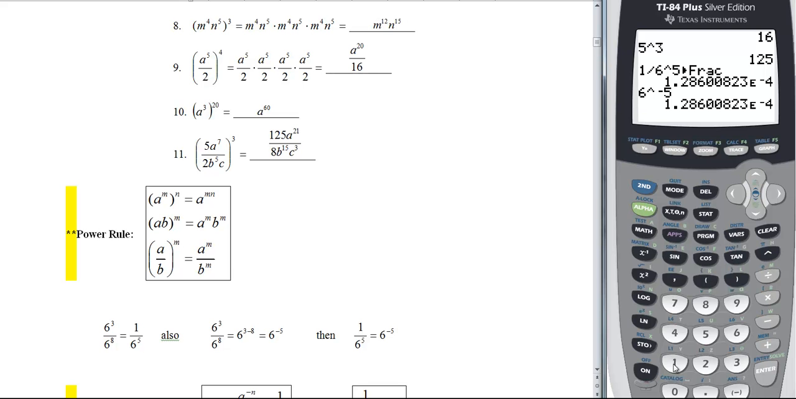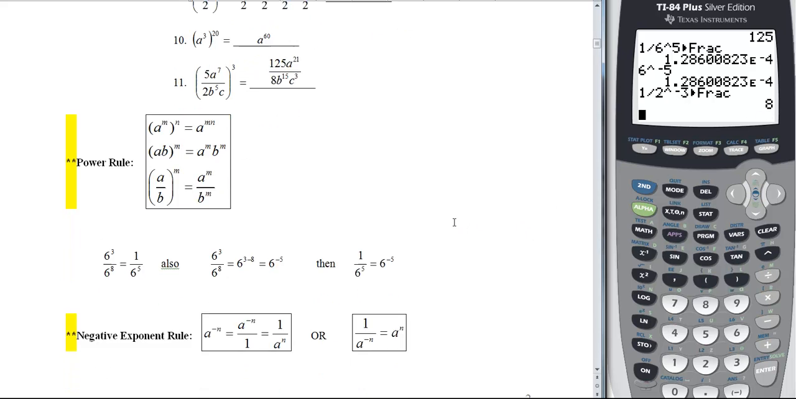Let's try 1 divided by 2 raised to the negative 3. Sometimes you'll get bases that are just too large for it to do. So I want you to see that it does change it to a fraction. So now I did 1 divided by 2 raised to the negative 3, and it gave me a positive 8.